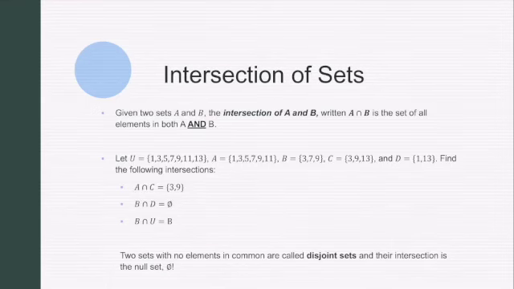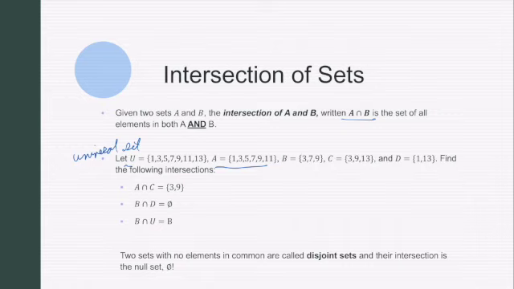If I have two sets, I can find their intersection. Given any two sets, A intersect B is the set of all elements in both A and B. Okay? So let's say I have a bunch of sets. I have my U, which is my universal set. We're going to talk more about that later. I have A, B, C, and D. These are all subsets of our universal set.